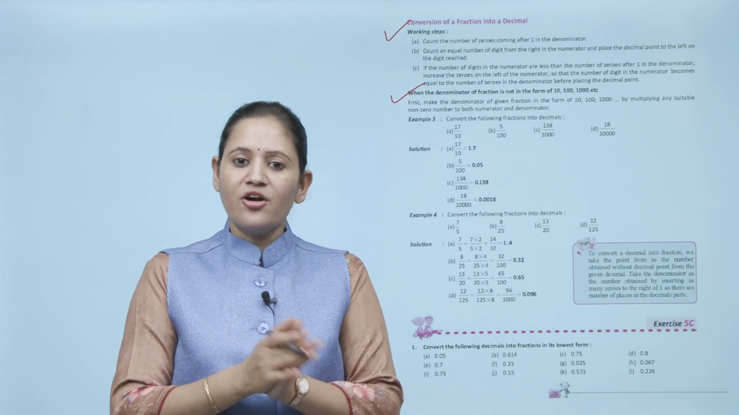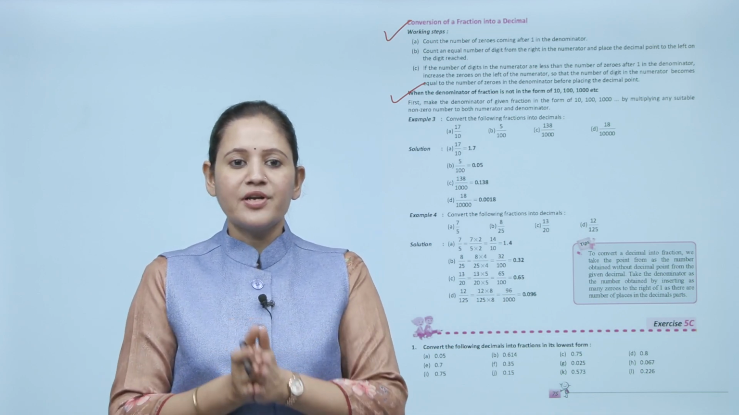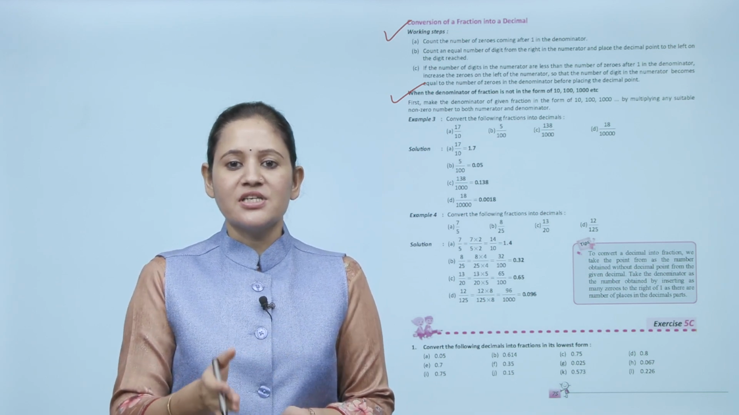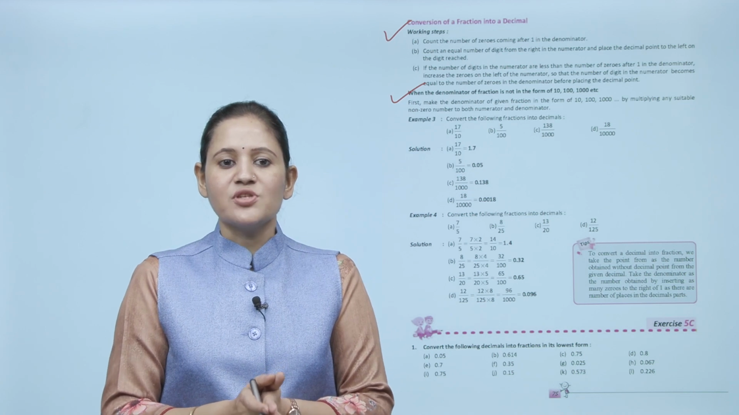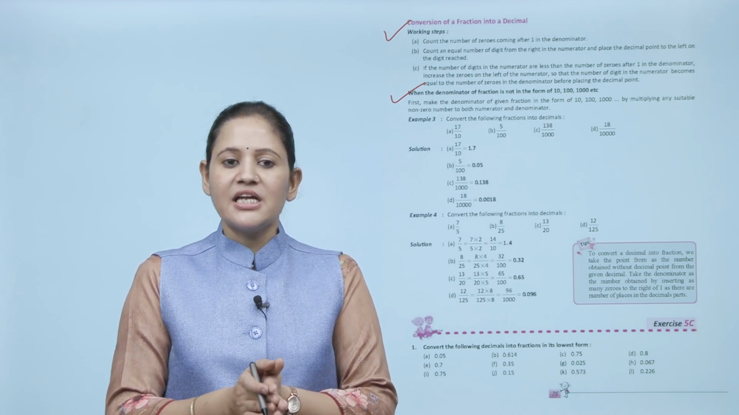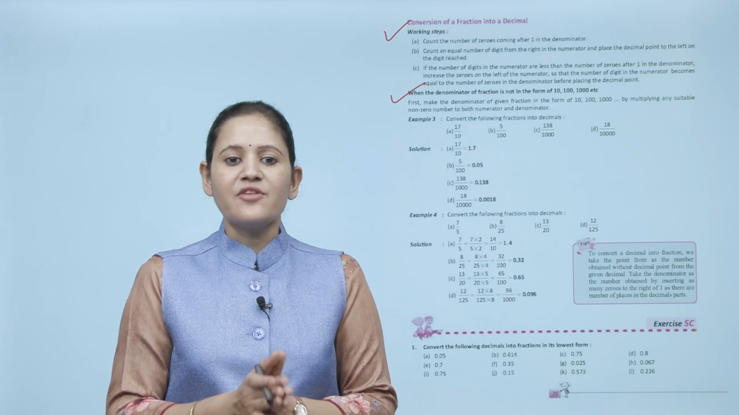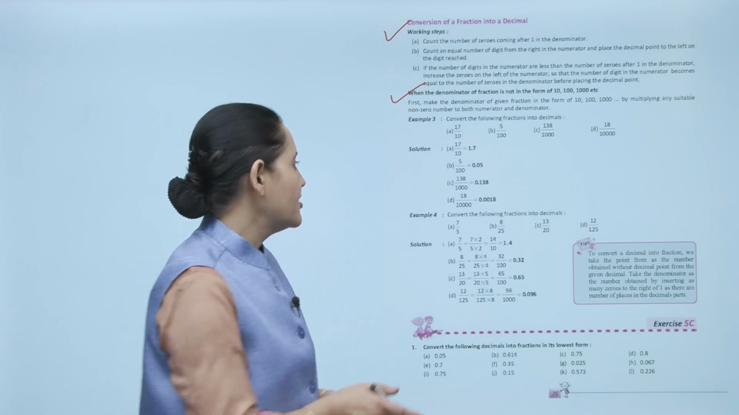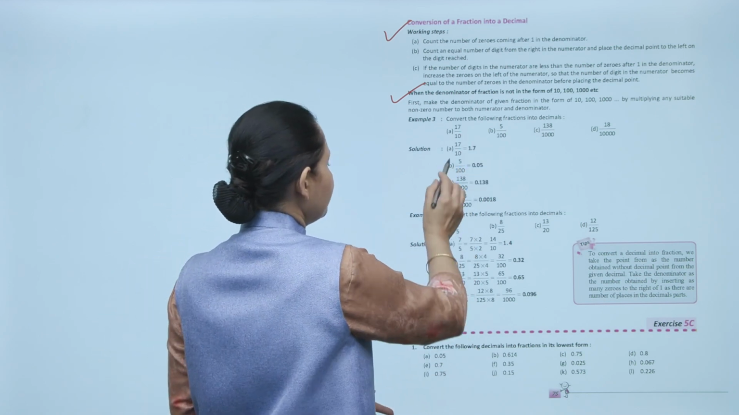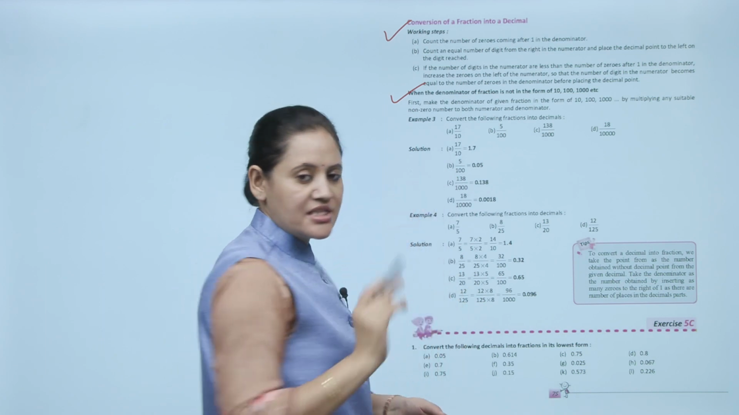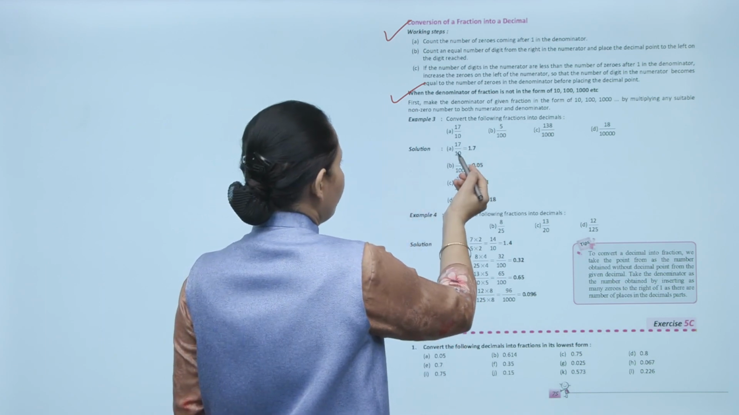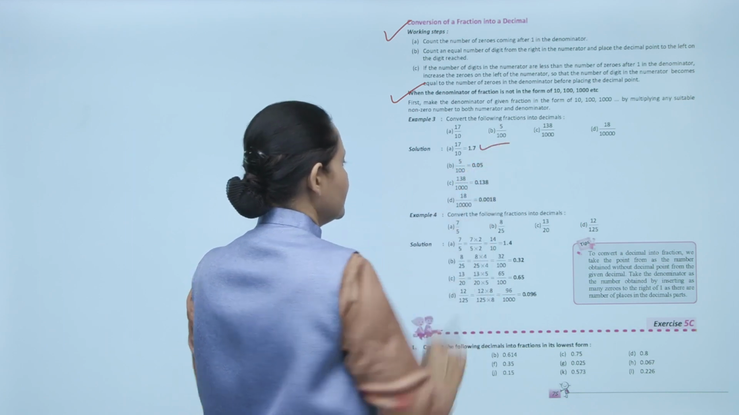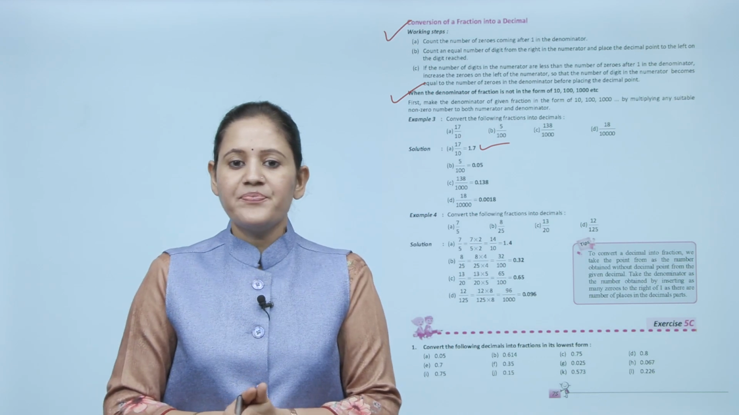If the denominator is not in the form of 10, 100, 1000, what will we do? First, make the denominator of the given fraction in the form of 10, 100, 1000, etc. by multiplying any suitable non-zero number to both the numerator and denominator. Example लेते हैं. Convert the following fraction into decimal. First is 17 upon 10. So here 17 upon 10. In the denominator there is 1 zero. So we'll place the decimal after one digit from the right side. So it is 1.7. Clear?